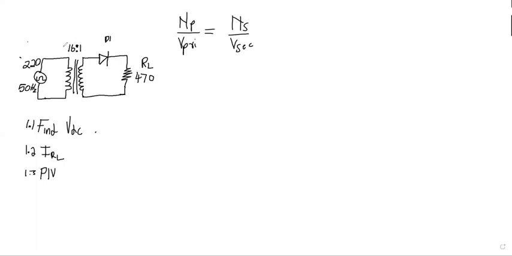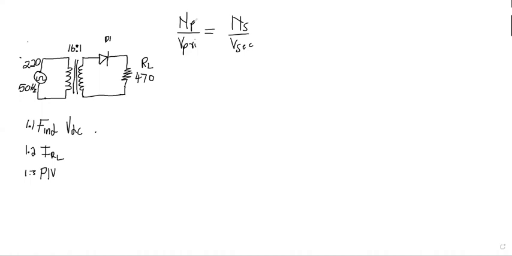When the number of turns in the primary is greater than the number of turns in the secondary, that means your type of transformer is a step-down transformer. Our transformer is a step-down, because the number of turns in the primary is greater than the number of turns in the secondary.